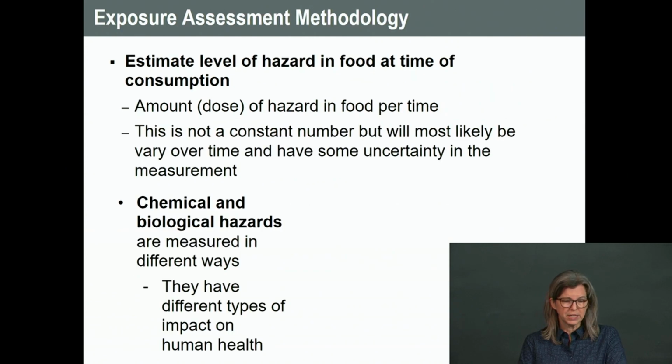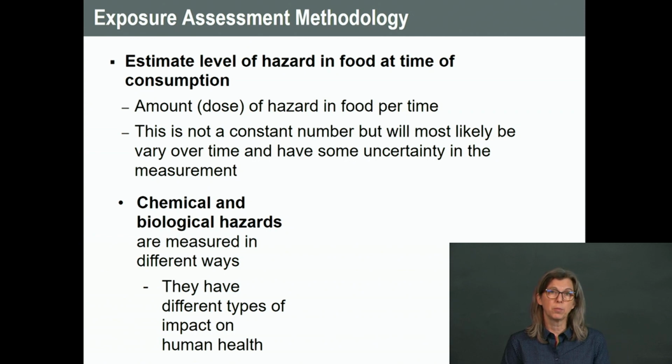So the methodology is that you calculate this dose of the hazard in food per time. So it's not a constant number, of course. One day you might eat 3 chicken sandwiches, one day you might eat 1 chicken sandwich, one day you might eat 0 chicken sandwiches. So there's always going to be some variability in these daily estimates. And there's always going to be some uncertainty in the measurement because you're not actually collecting data. You're asking people to remember, or you're collecting data on a snapshot in time. So there's going to be variability and uncertainty in these estimates.